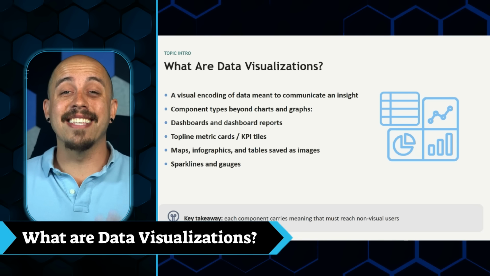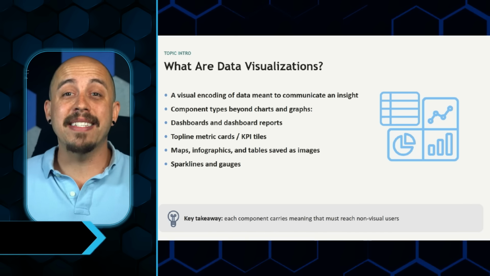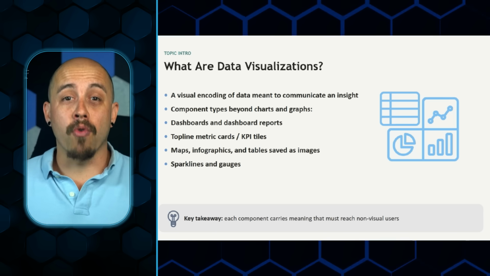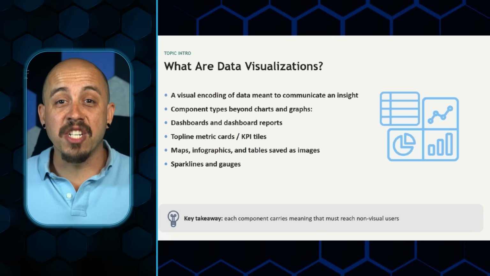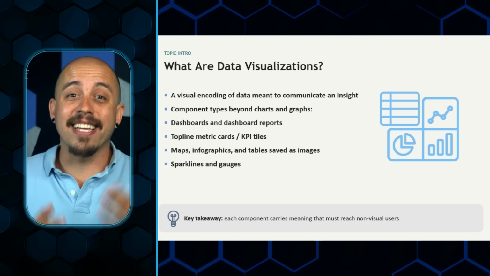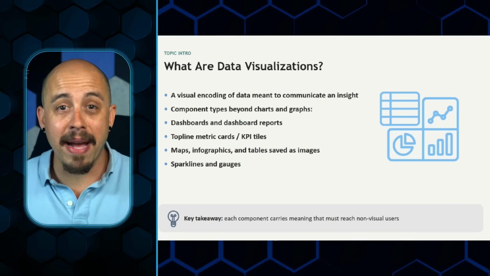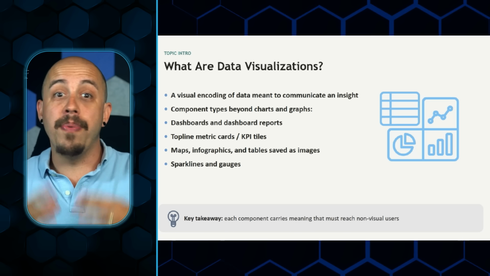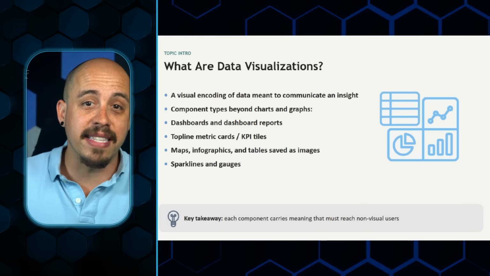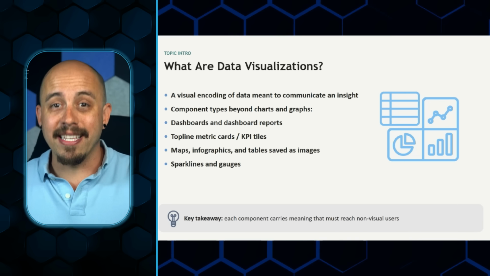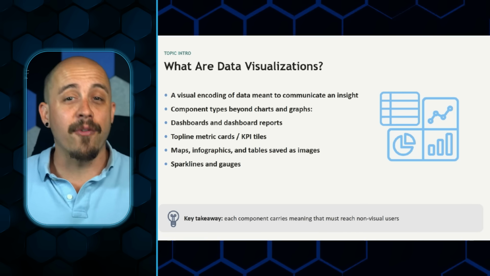So what counts as a data visualization? It's any visual encoding of data that's meant to communicate an insight, which is broader than people think. It's not just bar charts and line graphs, it's dashboards and dashboard reports, the kind your business intelligence team publishes weekly. It's top-line metric cards and KPI titles, those big number callouts at the top of a report that say 71% or 3,742. It's maps, it's infographics, it's tables that were saved as flat images instead of real tables.